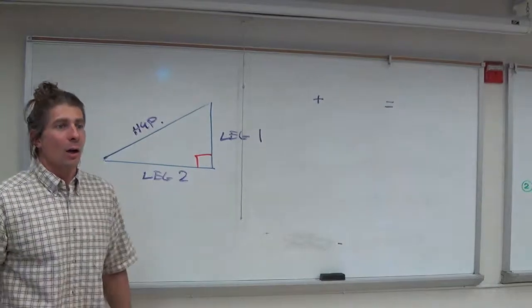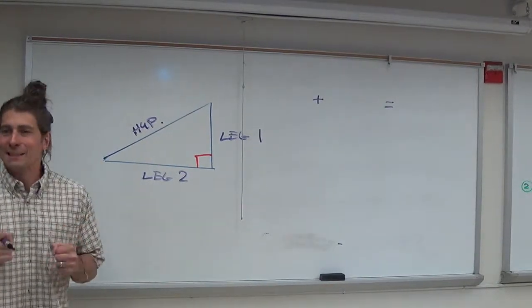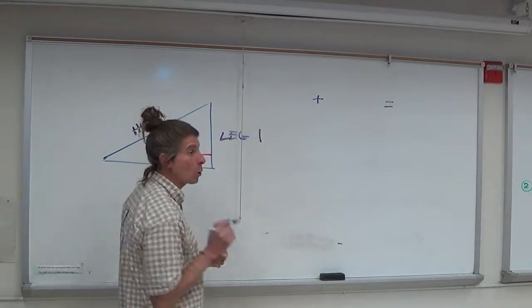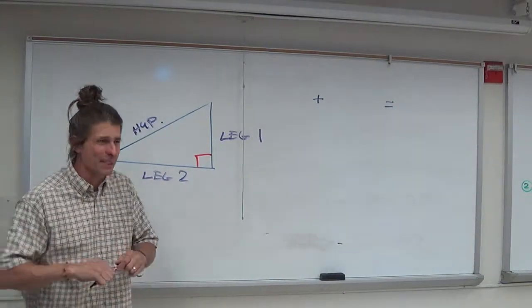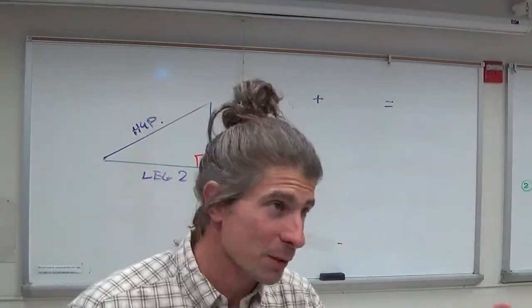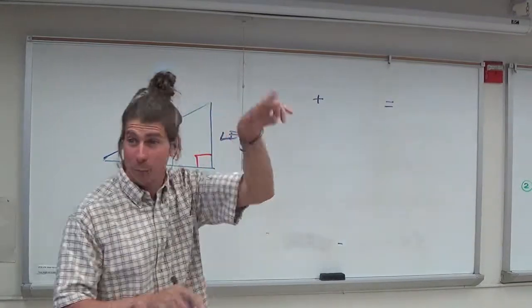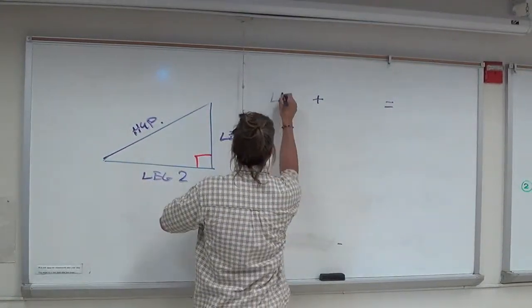So leg 1 squared plus leg 2 squared equals hypotenuse squared. That's it. Probably the most important thing you learn in geometry class, honestly. Besides similar triangles. That's probably the most important thing, but we'll come back to that either today or beginning on Wednesday.